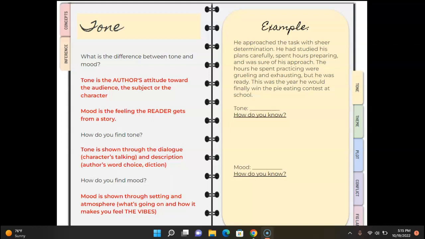So using this example on the right hand side, I'll read through it, and then I'm curious, what do you think the tone and the mood are? So he approached the task with sheer determination. He had studied his plans carefully, spent hours preparing, and was sure of his approach. The hours he spent practicing were grueling and exhausting, but he was ready. This was the year he would finally win the pie eating contest at school.